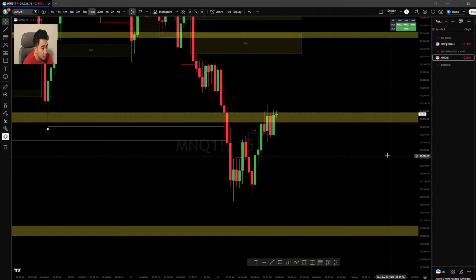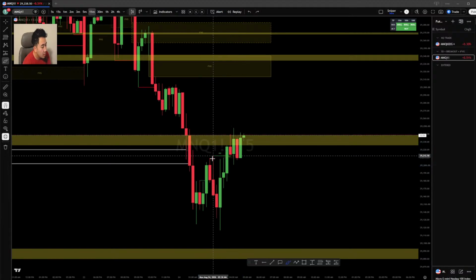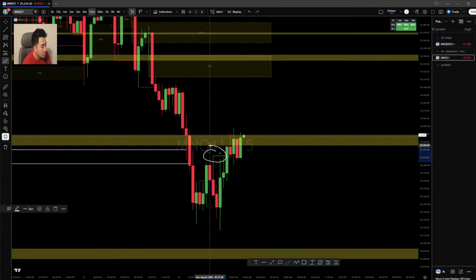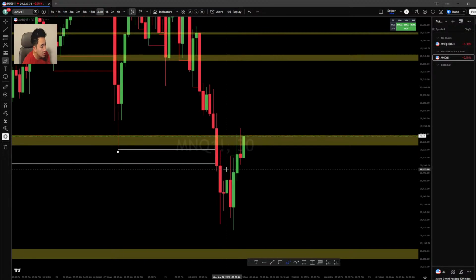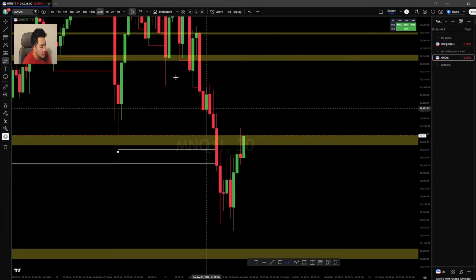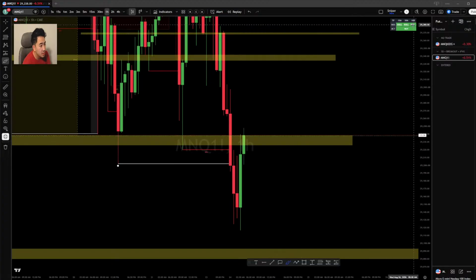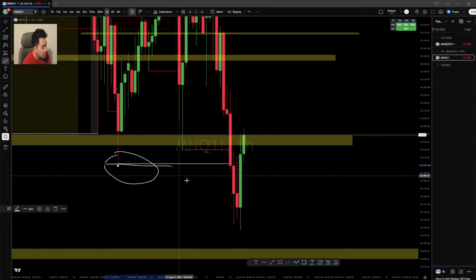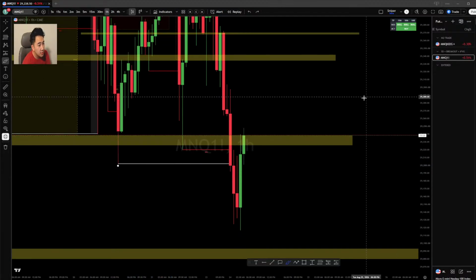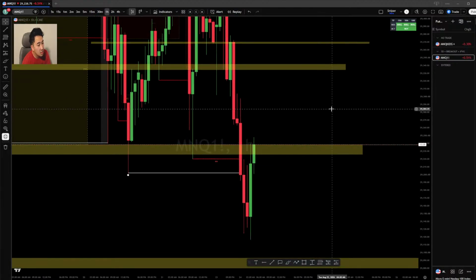To determine our directional bias: 15-minute break of structure to the upside right here, after a green candle closes over this high. So that's 15 minutes bullish. 30 minutes, same thing, close over this high right here. And on the 1 hour, it says bullish, but it should be bearish. Sorry, most recent break of structure to the downside. So 15 minutes bullish, 30 minute is bullish, 1 hour is bearish.